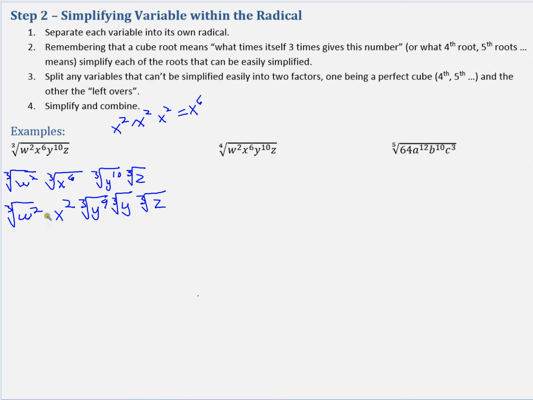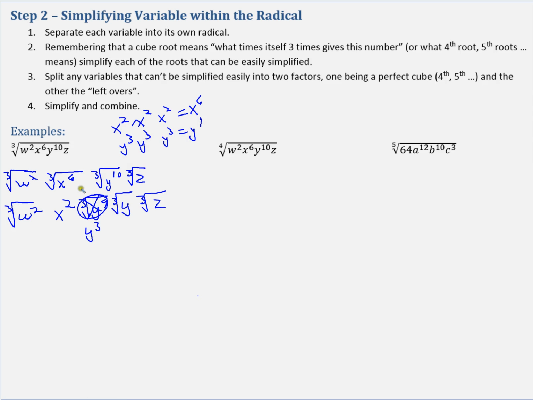So this one here we can simplify. The other ones we can't. We worked through those already. So what times itself 3 times gives y to the 9th? Well, that would be y cubed times y cubed times y cubed gives us y to the 9th. And so we know that this right here is simply y cubed. Just saving some time and space here instead of rewriting everything.